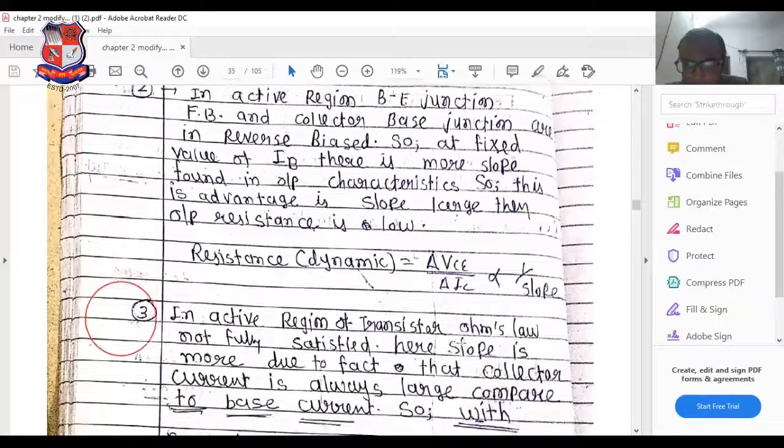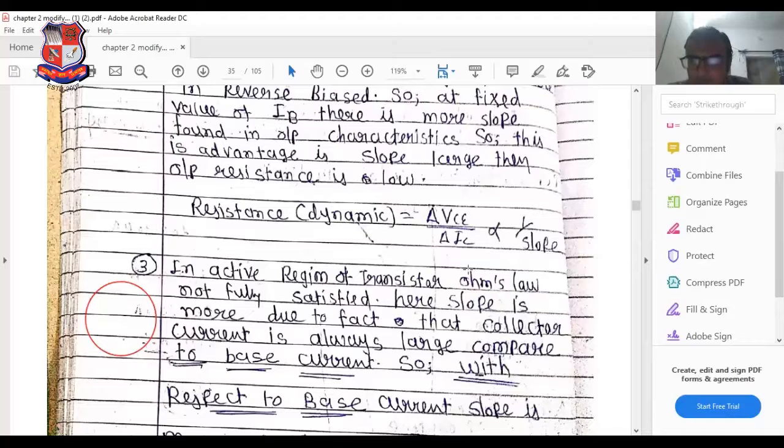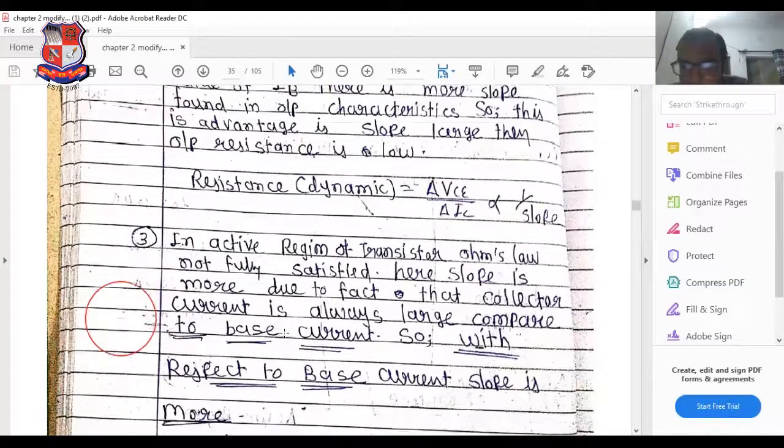So this is in the active region. We can get a high slope due to the presence of leakage current. Leakage current in common emitter configuration is transferred via the emitter, so emitter current is large as well as leakage current is large. In the active region of the transistor, Ohm's law is not fully satisfied. Here slope is small due to the fact that collector current is always large compared to base current.